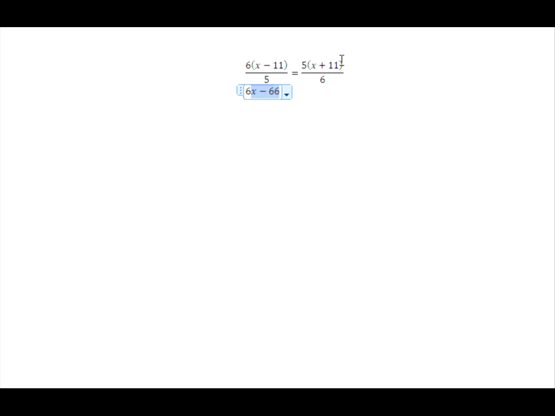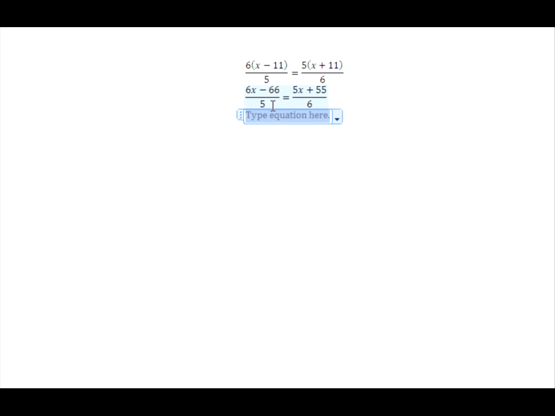All of that is divided by 5, so I want to put that inside parentheses to show that it's all divided by 5, using Word that I am here. And there we go. We've got the 6x minus 66 over 5. And we're going to do the same thing on the right side, and we're going to get 5x plus 55 over 6. And so then we have a proportion set up there without parentheses.